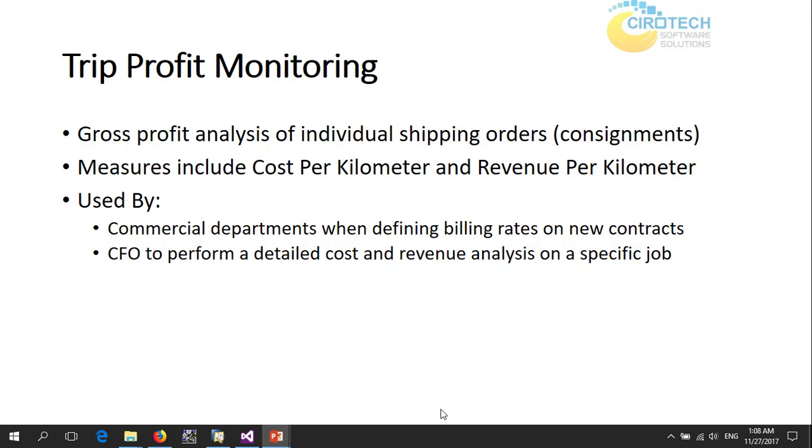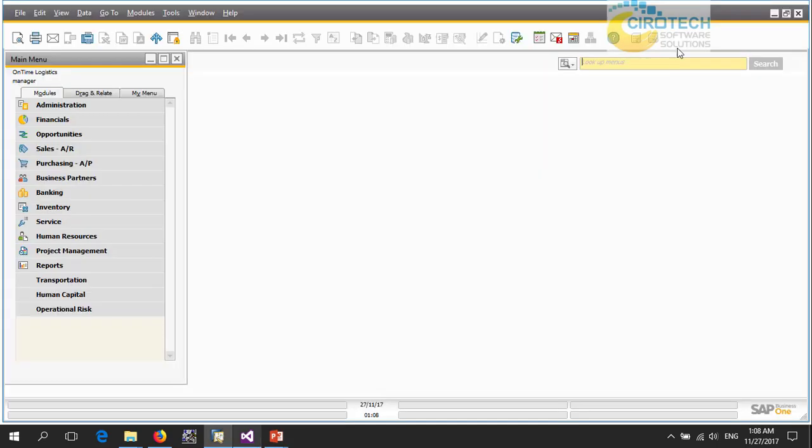The Trip Profit Monitoring Report is also a very popular report and is used by the commercial departments to try and look at what the billing rates are on similar routes to a new one that is being developed, and also by a chief financial officer to look at the profitability of specific trips.